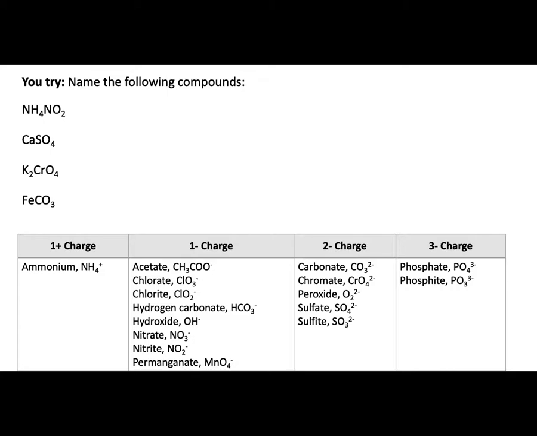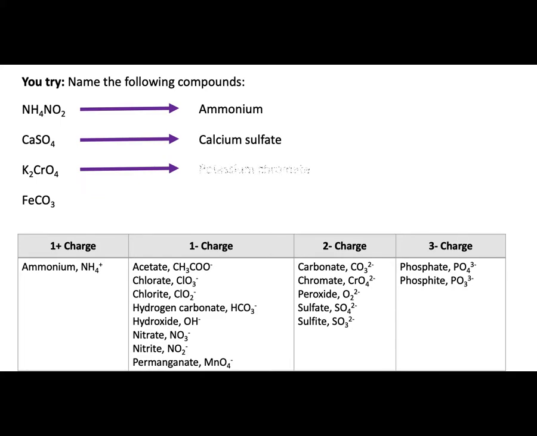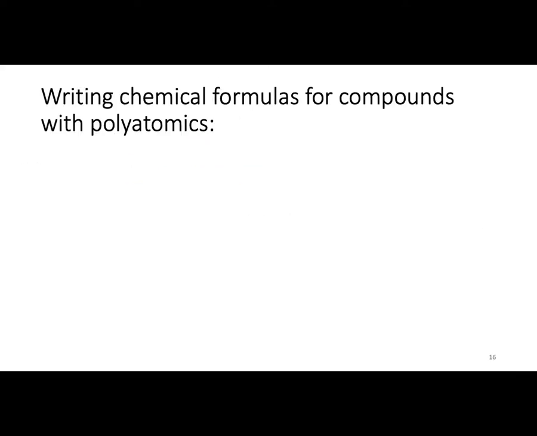Okay, how did you do? Let's have a look. NH4NO2 is ammonium. Oh, sorry, that should say ammonium nitrite. CaSO4 is calcium sulfate. K2CrO4 is potassium chromate. And FeCO3 is iron(II) carbonate. That's the mistake I made before. That's iron(II) carbonate. Okay, so those are names.